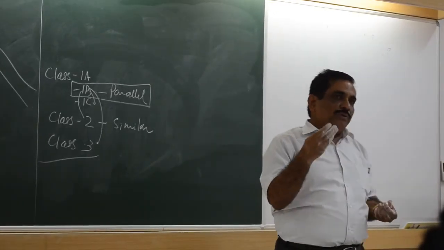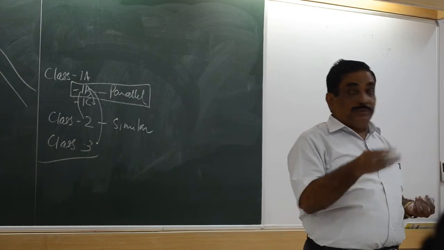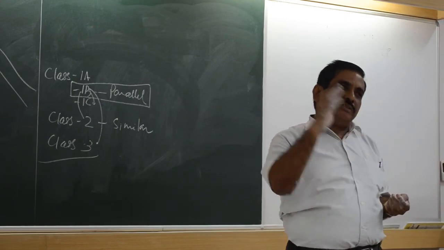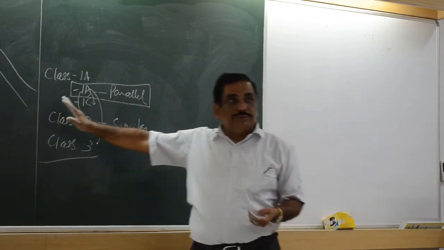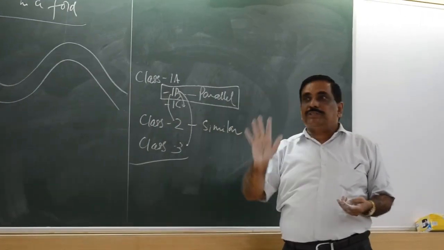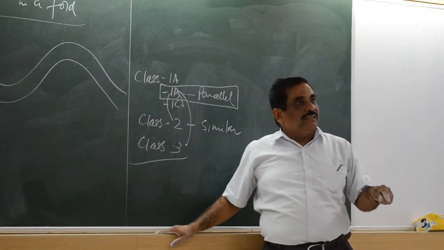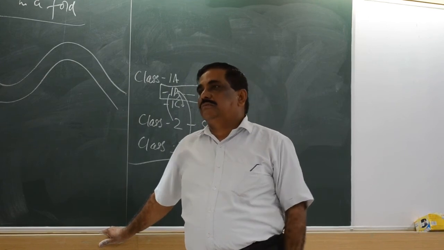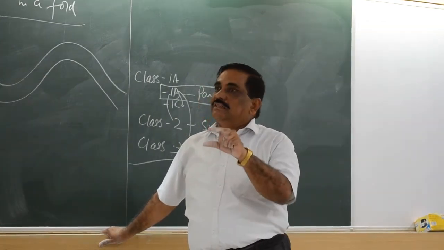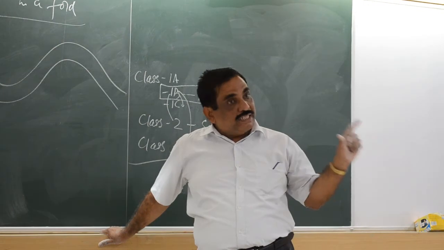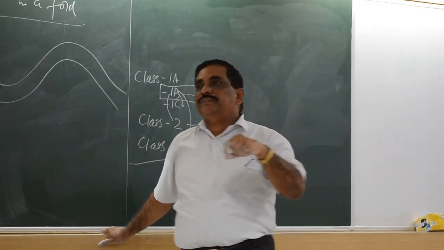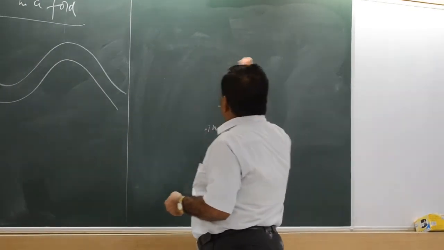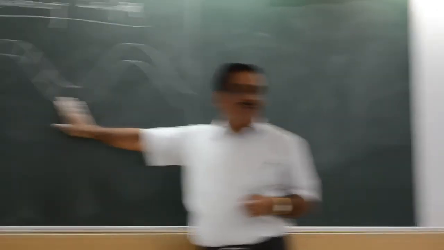I'll tell you later how 1B becomes 1C, how 1B becomes class 2, how other folds develop. We'll discuss those things if time permits. But for the time being, always keep in mind I'm discussing a class 1B fold. Why? The fold which develops in a ductile layer is a class 1B, necessarily. But with gradual modification, it becomes 1C, or becomes 2. So this is a fold.